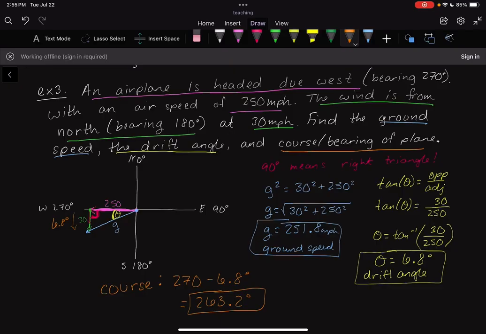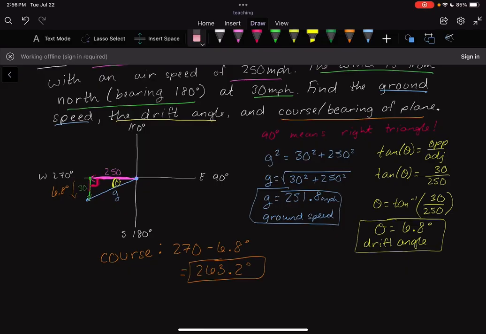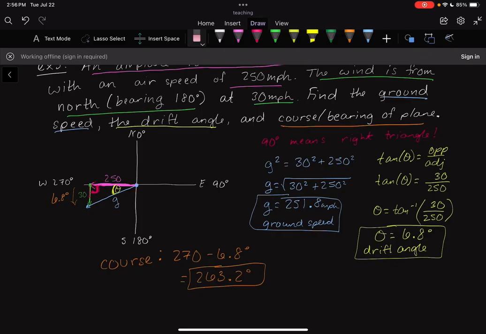When it comes to finding the course, you don't want to look too much at going up or down, because what you'll notice is if the plane had been going 90 degrees and we'd gone down like this, we would have actually added our drift angle. It's really more about the direction in which you go, like around the coordinate plane or the compass. So in this case, we ended up subtracting, and if you notice, we went counterclockwise.